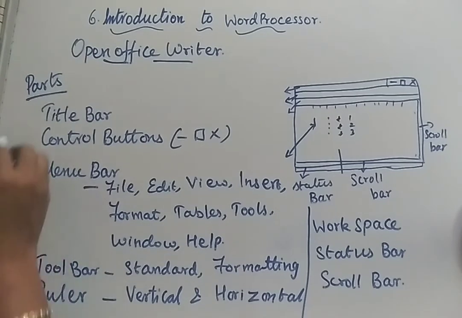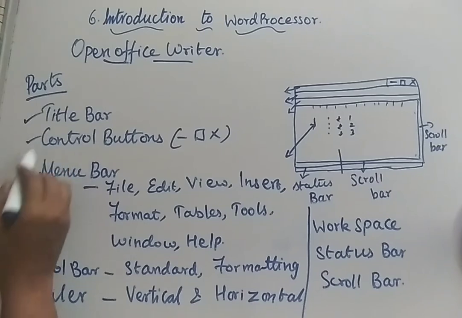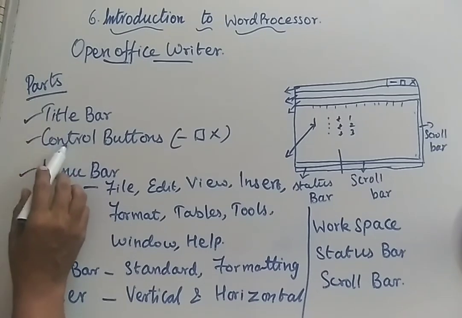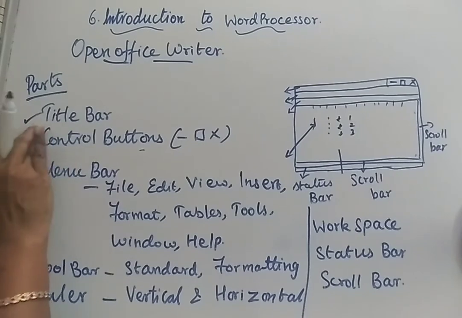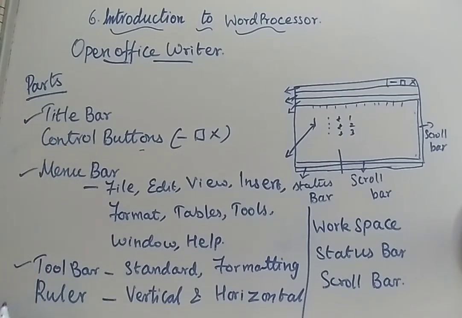So, clear with that. First it is your title bar, next control buttons. Under the title bar itself you will have these control buttons. Next we have discussed the menu bar. Next it is your toolbar, next ruler, next workspace, status bar and scroll bar. So these are the parts of a Writer window. So, clear with the topics?